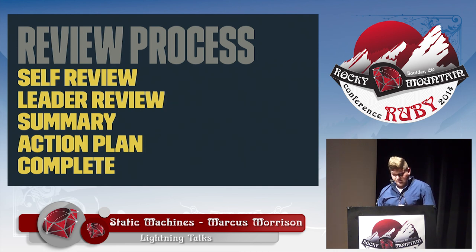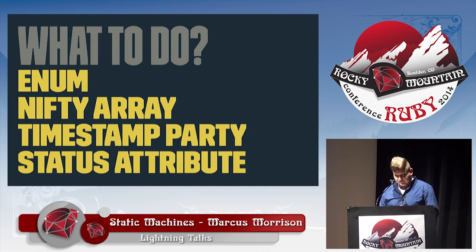So, if anybody sees where I'm going with this, I was trying to figure out what to do. How do I handle those states? How do I move from one to another? So, I looked at some options. There was enum, sounded cool. Nifty array, those are fun. Timestamp party, like 15 timestamps, check them all. Who doesn't want to manage that later after me? Status attribute, complete, move on. All those seemed a little bit of a headache.